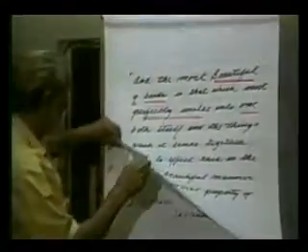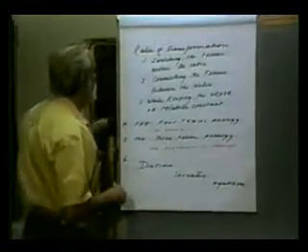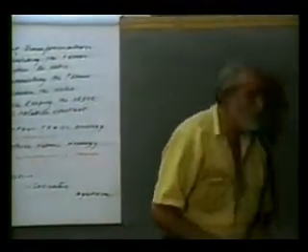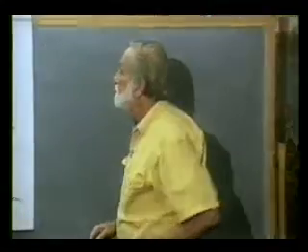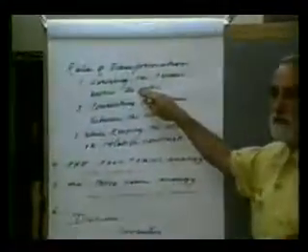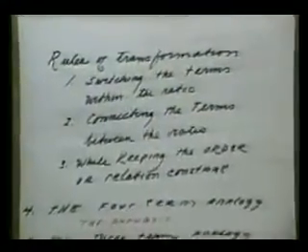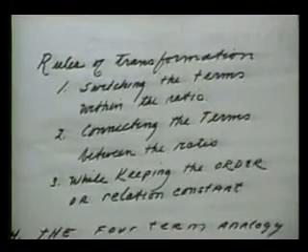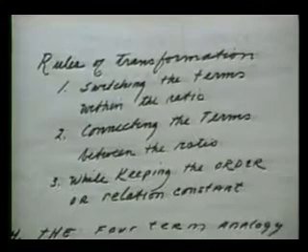Now how are we going to do it? First, I'd like to make a very straightforward, simple intro to analogy. There are two laws of transformation: switching terms within a ratio and between the ratios. Now, the ratio is any two things that are related. A is to B. That's a ratio.